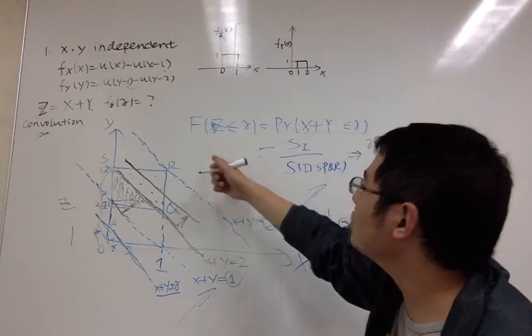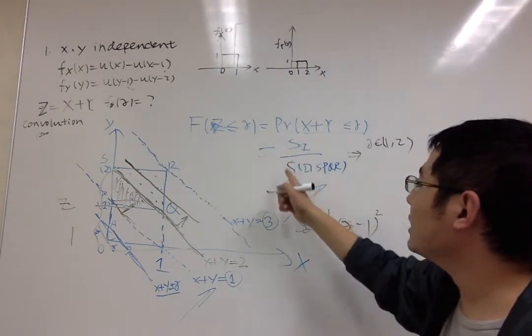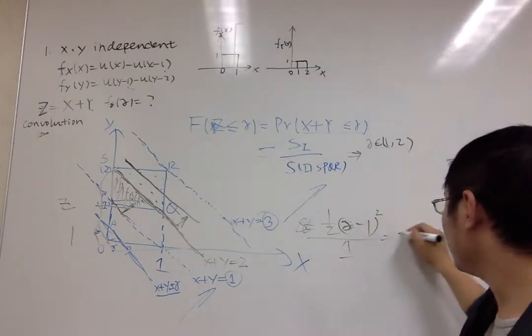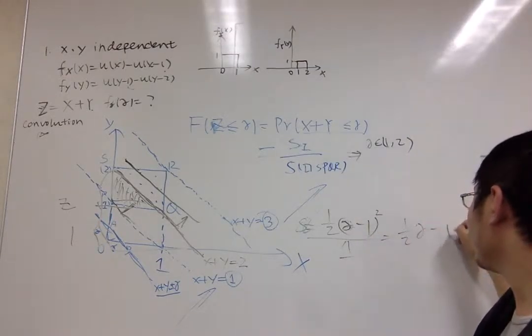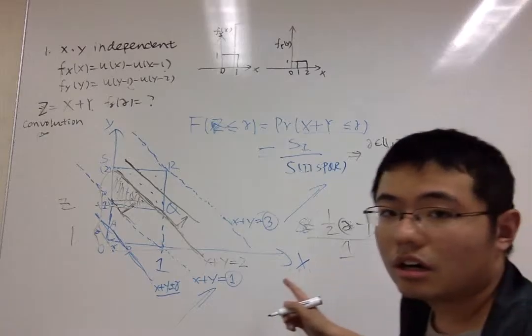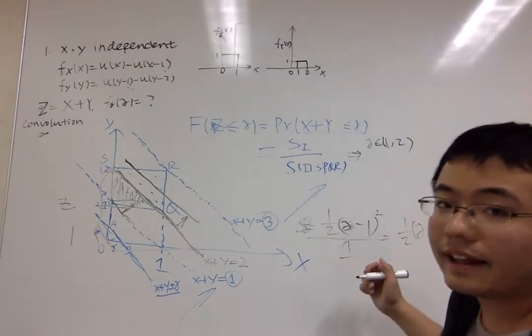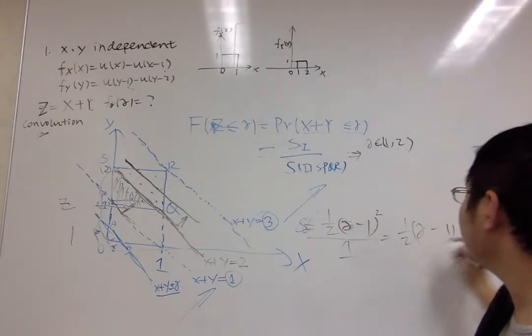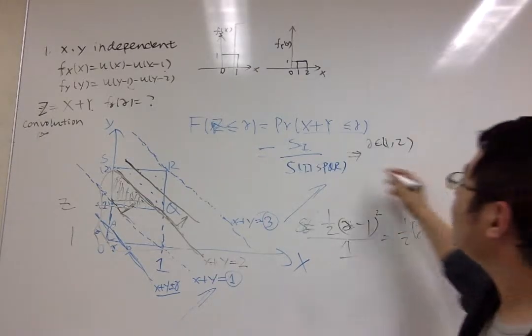The probability should be the area divided by the area of the square, which is 1. So finally we get the area of that. This is just a probability function, so this is the probability we're talking about.